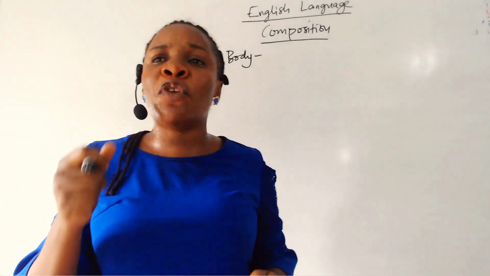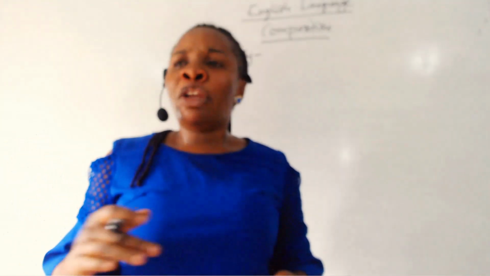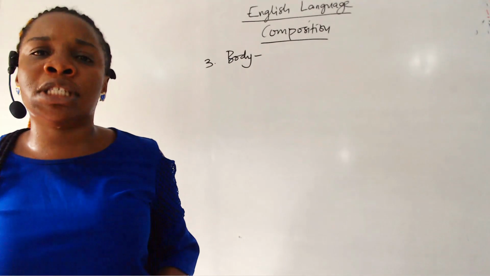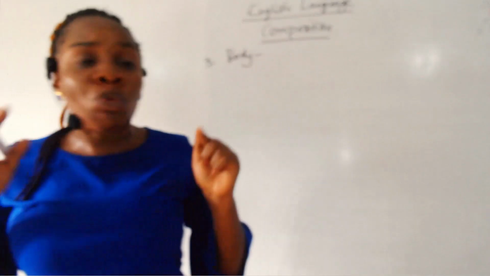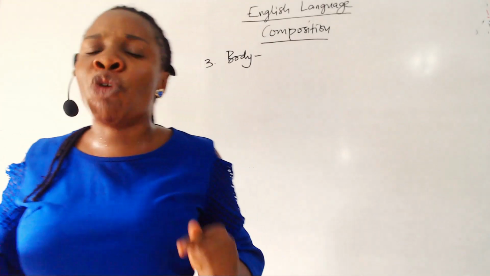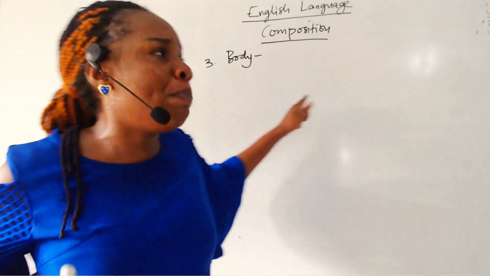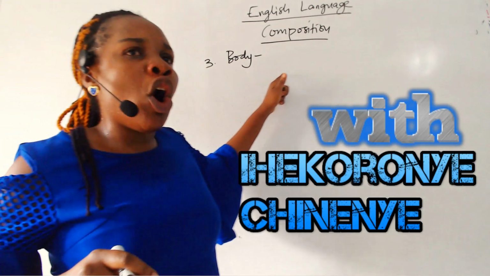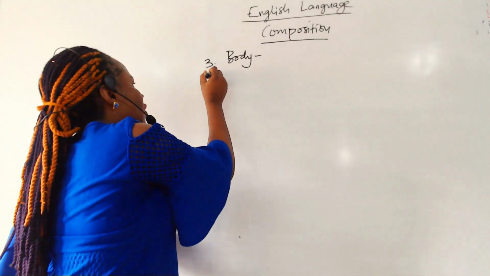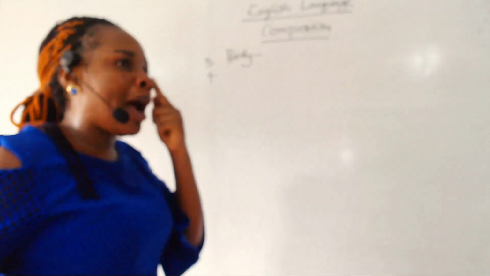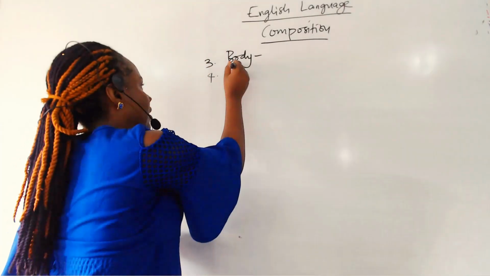In the body of your essay too, there are so many things contained. You avoid grammatical errors. You write very well, correctly, using good sentences, and then you punctuate well, you capitalize well. There are so many things that should be contained in the body of your essay. Then, let us quickly go to number 4 element of your essay, which is a conclusion.